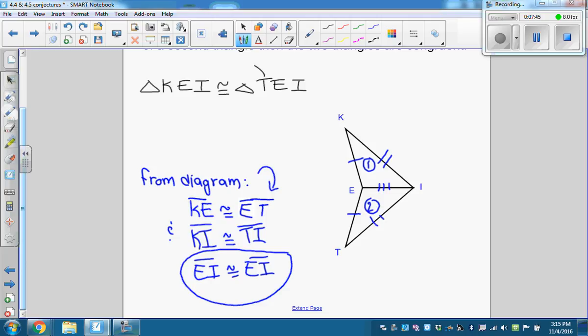We're saying T and K are congruent. We're saying that KE is congruent to TE, and that EI is congruent to itself. So your work today is pretty simple. You're going to give a statement of congruence, and then you're going to give a reason. So this would just be by the side theorem.